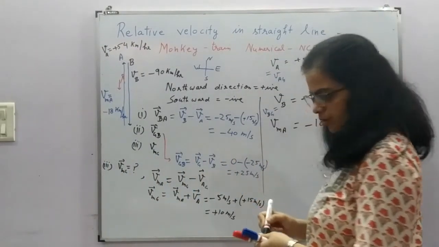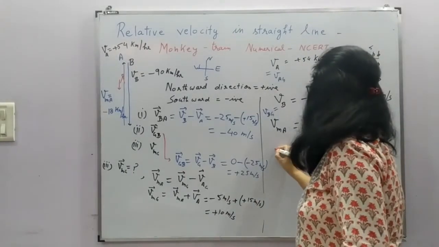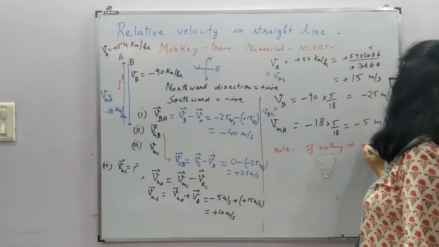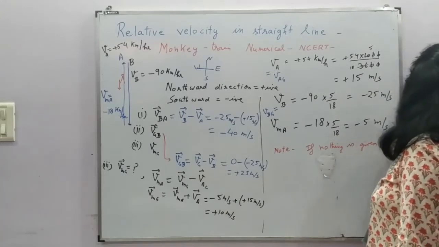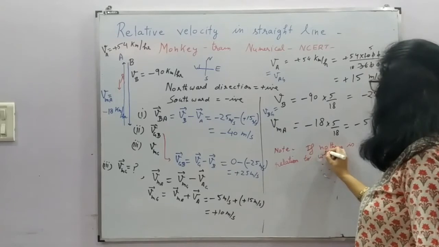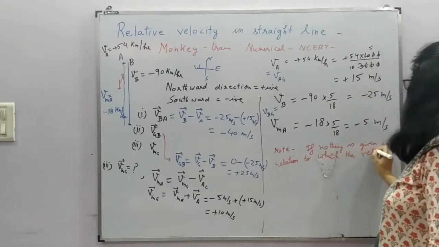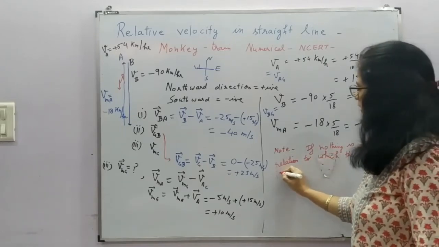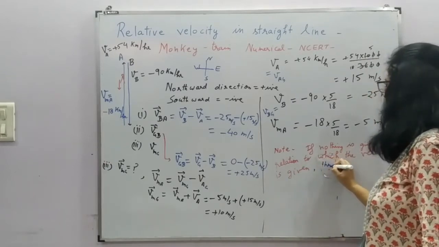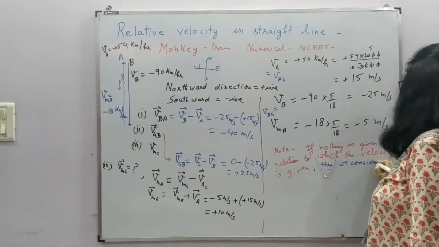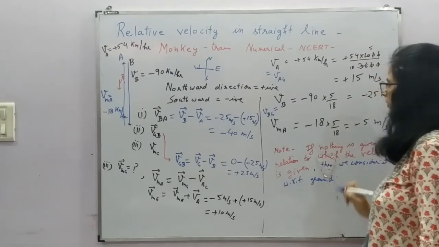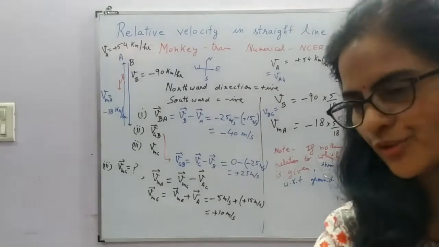That means here is an important note over here. The note is that if nothing is given in relation to which the velocity is given, then we consider it with respect to ground. Right? Very important thing.